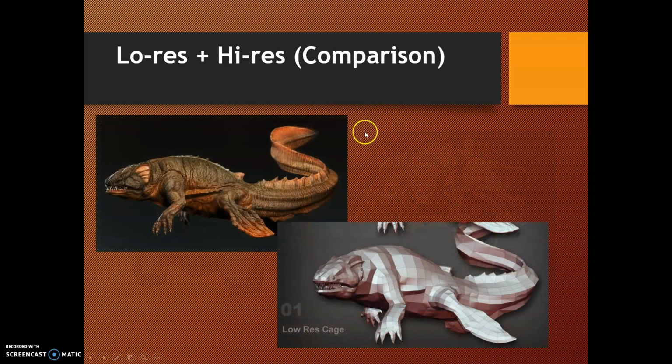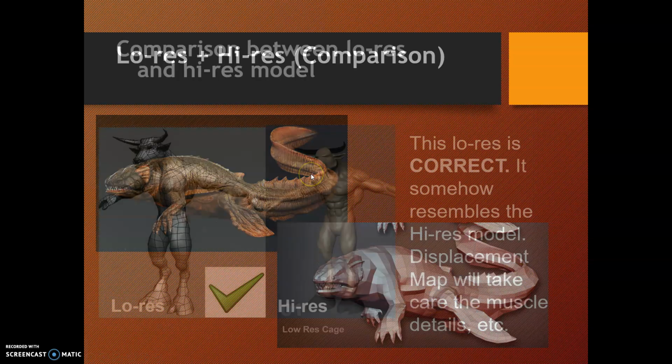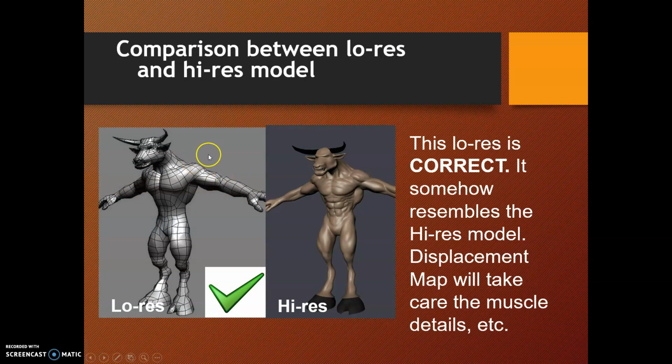Okay, so this is another comparison. If you try to create this fish character, this is what the base mesh looks like. So already it kind of resembles the creature. This is something you have to keep in mind: if you want to create this kind of sculpt, your base mesh needs to resemble that. I can see from this low res that it resembles this character.